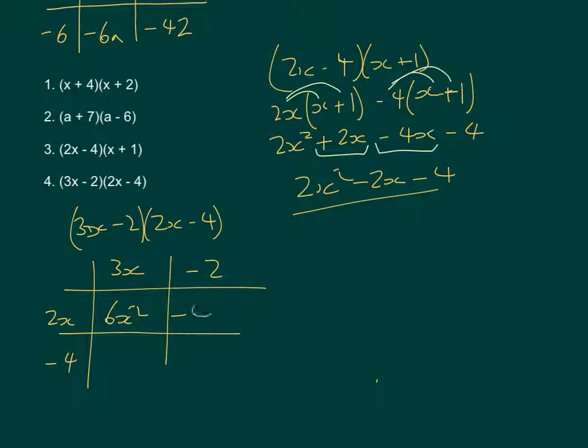2x times minus 2 is minus 4x, 3x times minus 4 is minus 12x, and minus 4 times minus 2 is positive 8. And then collecting the like terms, these are the two like terms, they've both got an x to the power of 1. So we're going to get 6x squared minus 16x plus 8.